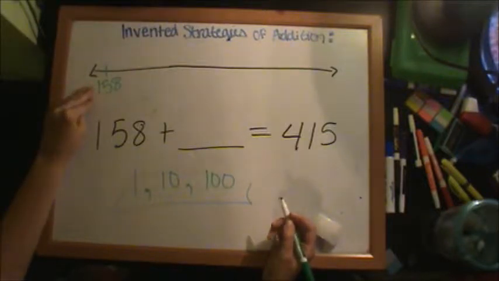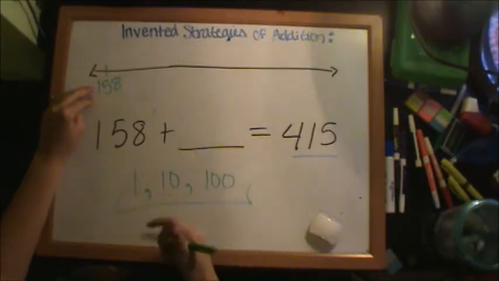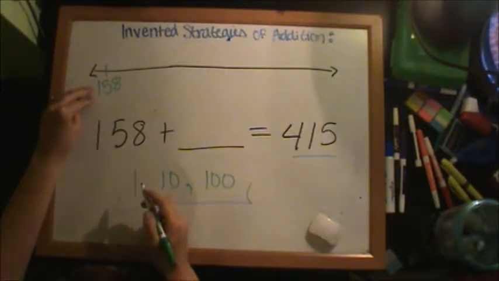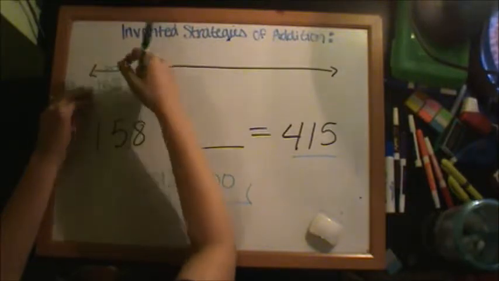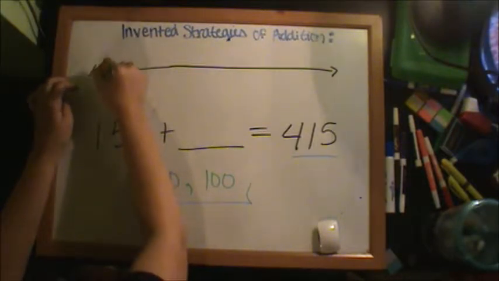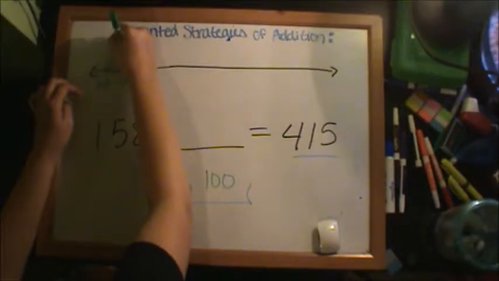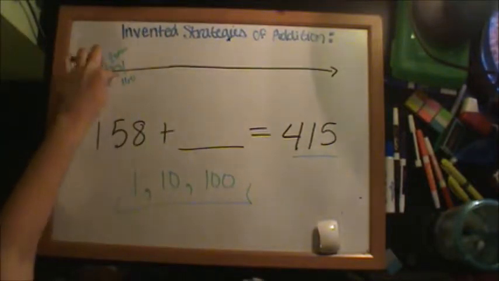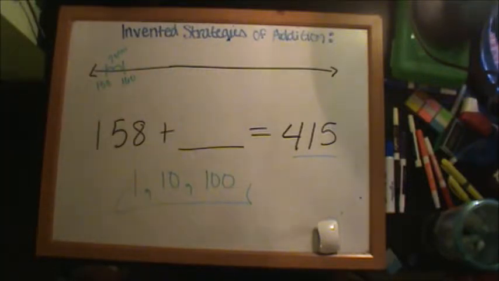So 158, I'm trying to get to 415. What is the easiest number I can use to do that? So I don't know about you, but my brain automatically wants to add 2 ones to make this 160. So 1, 2, and I'm going to make this smaller. And now I have 160, and I added 2 ones. And I always label what these are because I'm not going to draw them perfectly at all. You will see that.